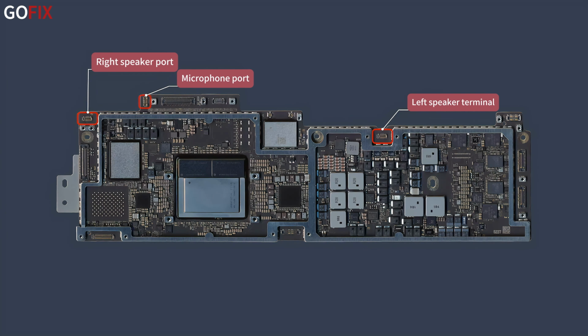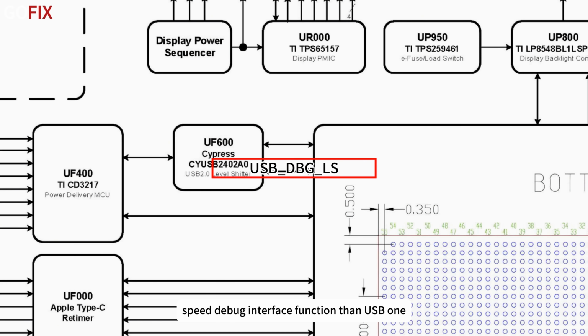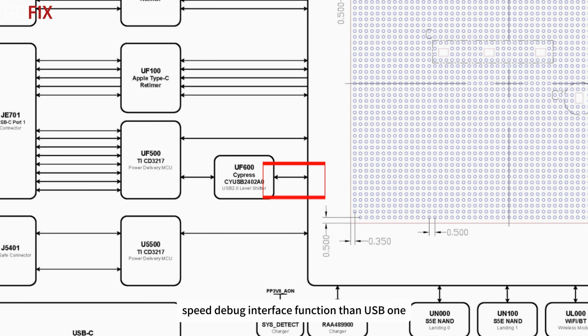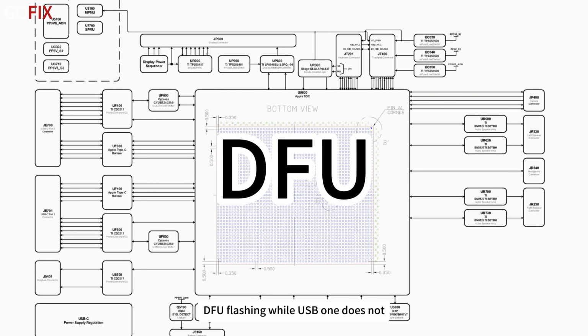UF000 is the Thunderbolt interface chip, responsible for high-speed data transfer. UF600 is the USB low-speed interface level shifter. Here, I'll emphasize that USB 0 has one more low-speed debug interface function than USB 1. Please note this difference in their circuit design. This is exactly why USB 0 supports DFU flashing, while USB 1 does not. Please pay attention to identifying this during repairs.